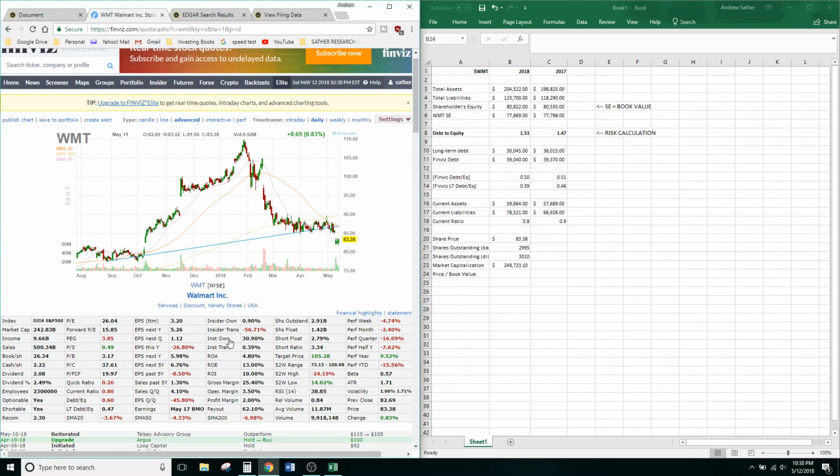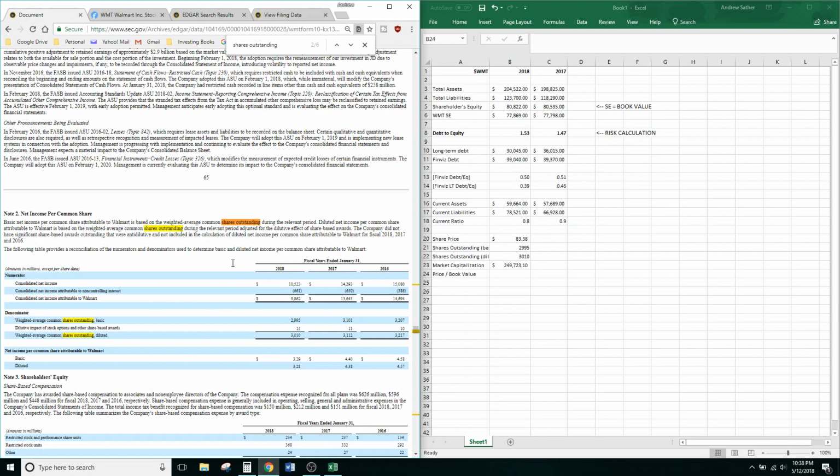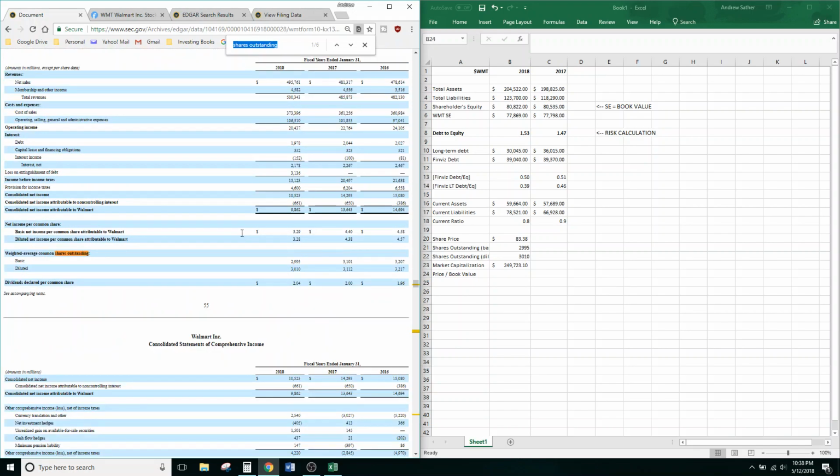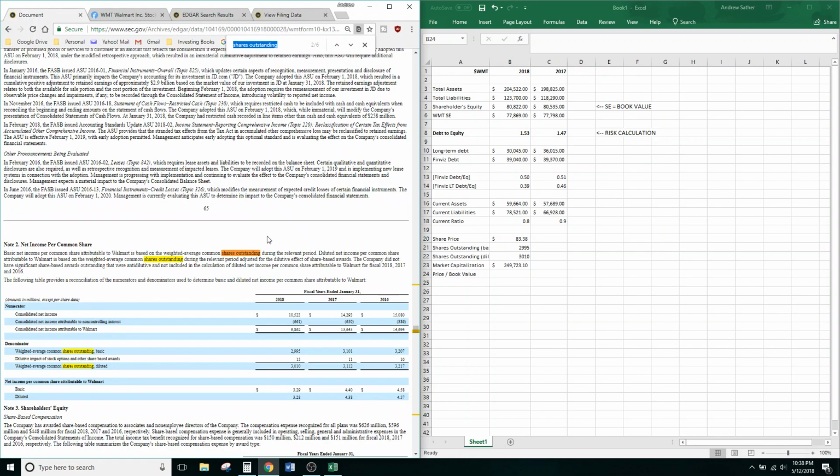I don't know what their deal is. Maybe it could be that there's extra shares, like a rounding thing, right? Where there's a decimal point and there's actually more numbers of shares here. But I doubt it.